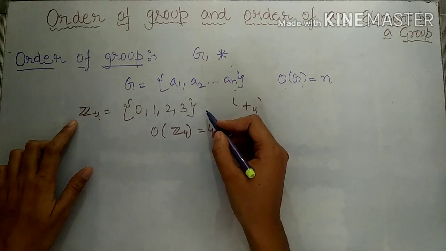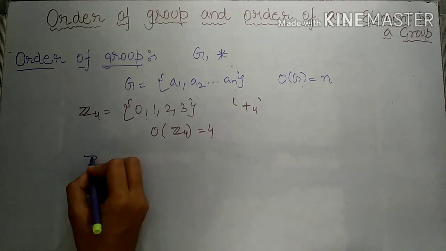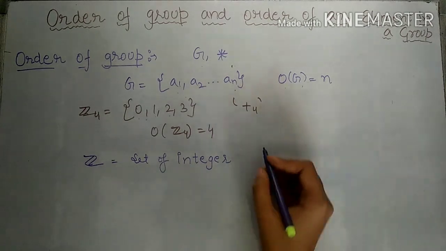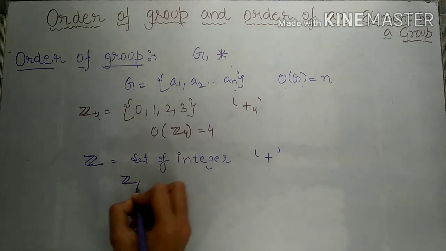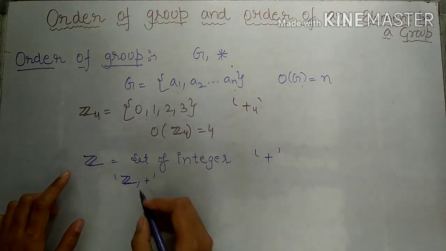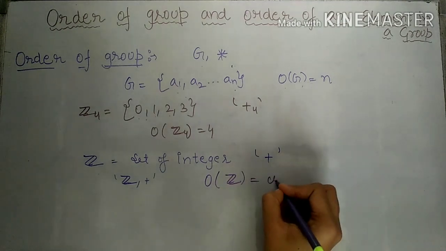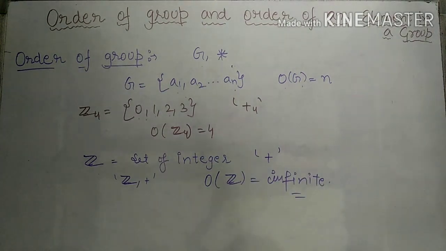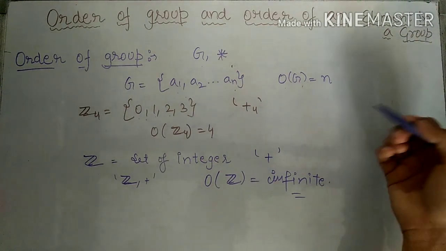Friends, here we take any finite set, but what happens if we take any infinite set, like if we take the set Z, that is the set of integers. We know this set forms a group under the operation of addition. So what will be order of this group? Order of this group is infinite. So Z is infinite group with infinite number of elements and order of Z is infinite. So friends, order of group is nothing but the counting of number of elements in any group G.